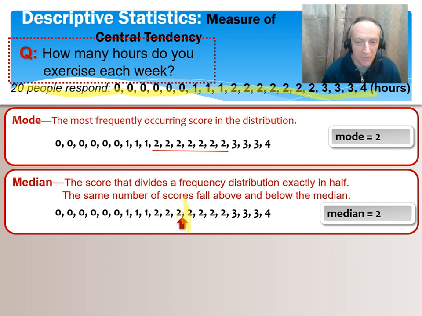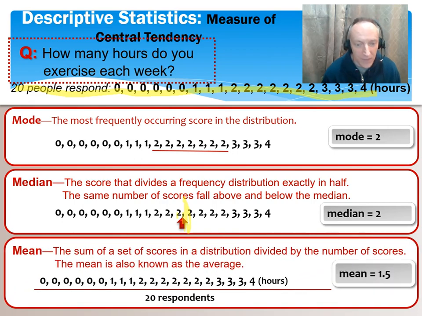But the number that would be right in the middle here is the median. If you have an odd number data set, then that's going to be nice and easy because there is going to be a number that's right smack dab in the middle. But if you have an even number, then you have to do a little bit of calculation to figure out which one is in the middle. And then finally we have the mean. You already know the mean. It's the average. You add up all your numbers, divide by the total.